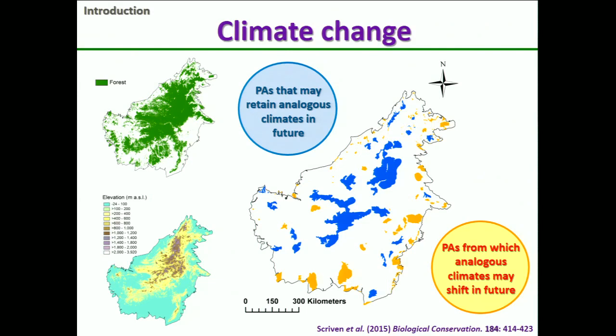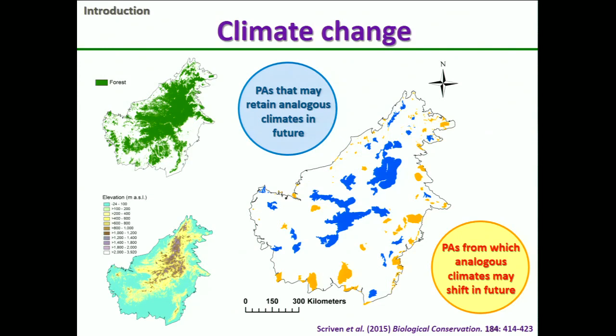And so if you look at the forest cover map up here, you can see that there's been really large amounts of deforestation in the lowlands of Borneo, and this is primarily due to the expansion of oil palm agriculture in recent decades.